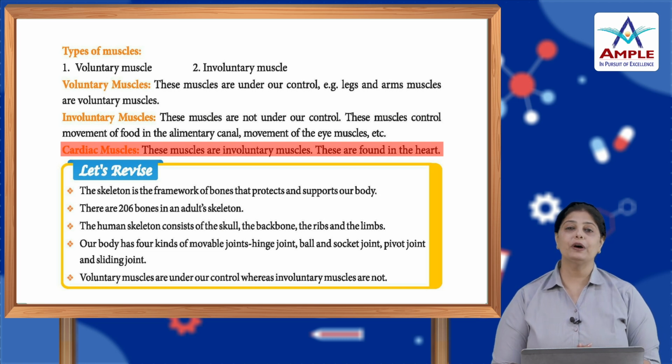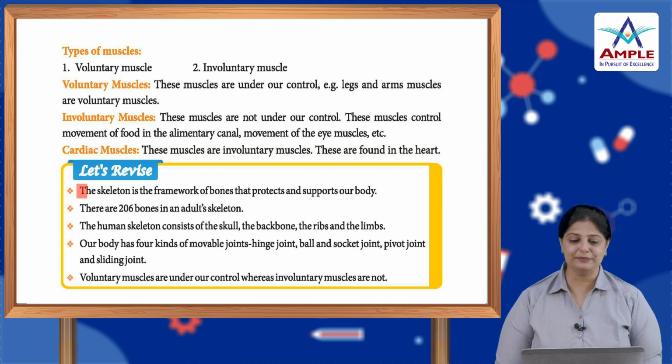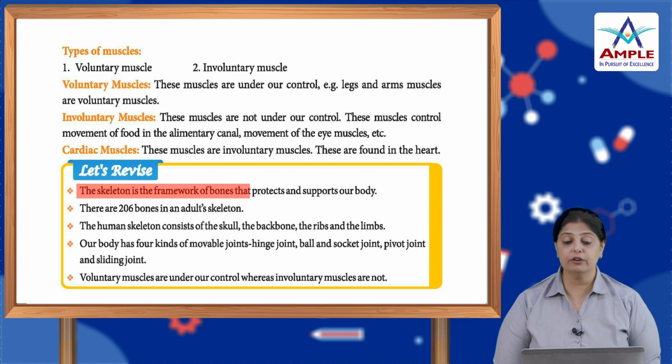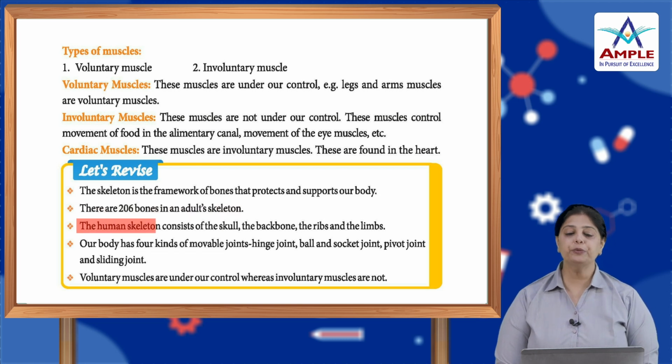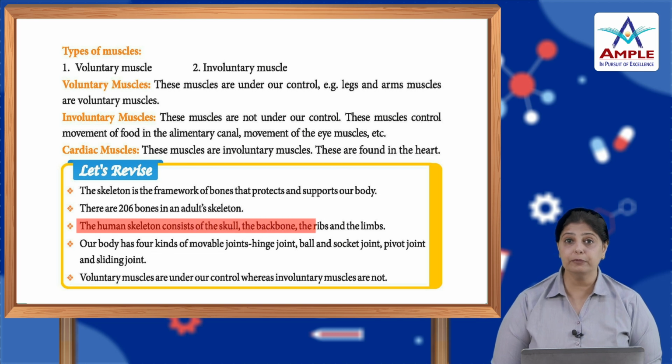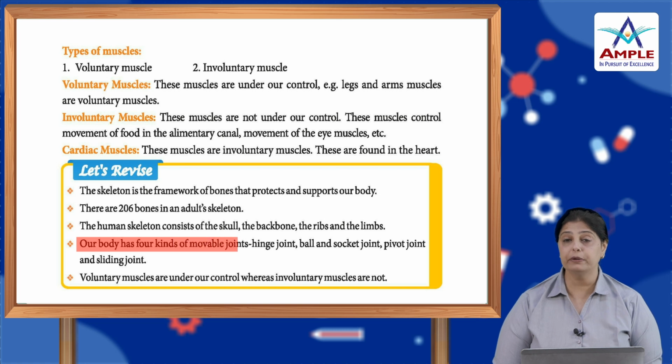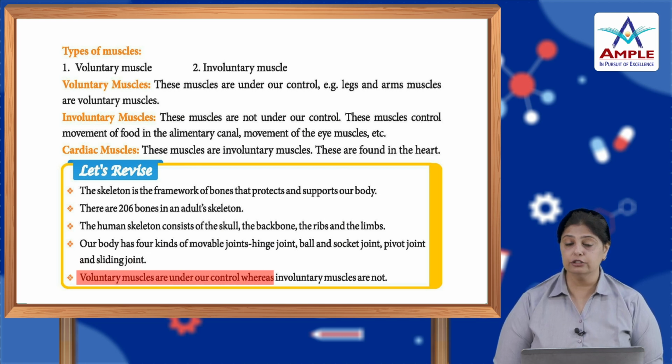Now, let us do a quick revision of our skeletal system. The skeleton is the framework of bones that protect and support the body. There are 206 bones in an adult skeleton and there are 650 muscles. The human skeleton consists of the skull, the backbone, the ribs and the limbs. Our body has 4 kinds of movable joints: hinge joint, ball and socket joint, pivot joint and sliding joint. Voluntary muscles are under our control, whereas involuntary muscles are not in our control.